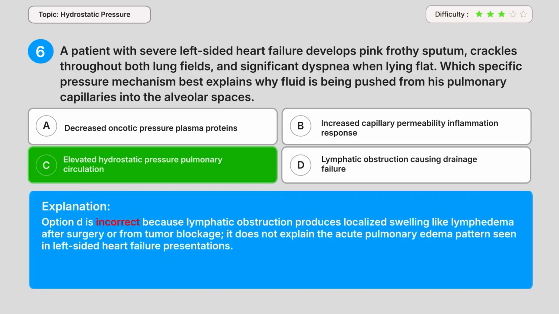Option D is incorrect, because lymphatic obstruction produces localized swelling like lymphedema after surgery or from tumor blockage. It does not explain the acute pulmonary edema pattern seen in left-sided heart failure presentations.